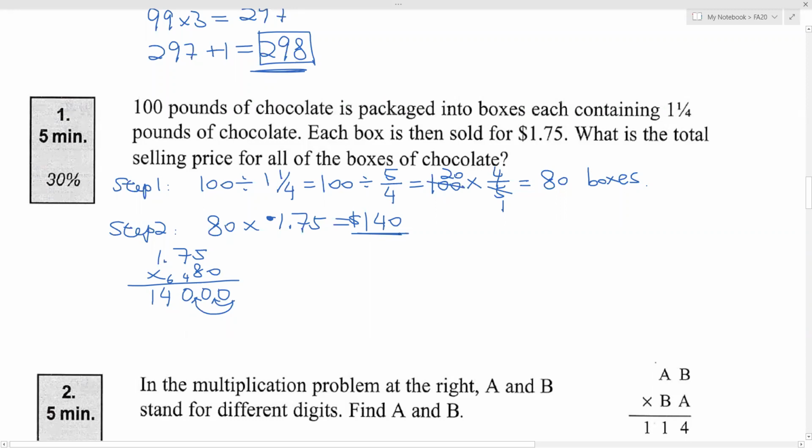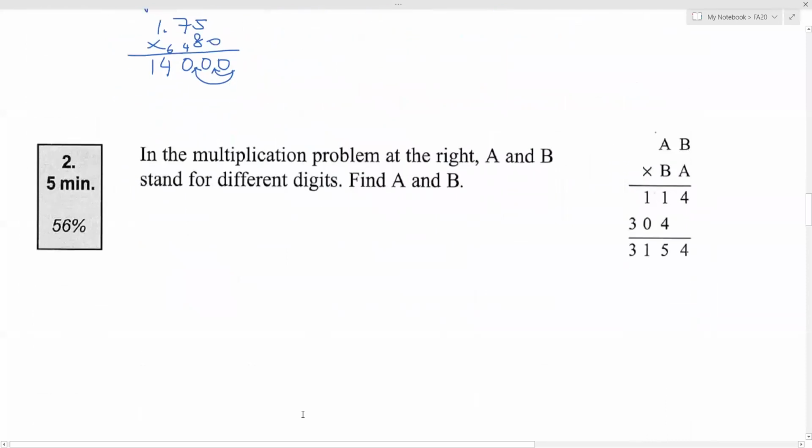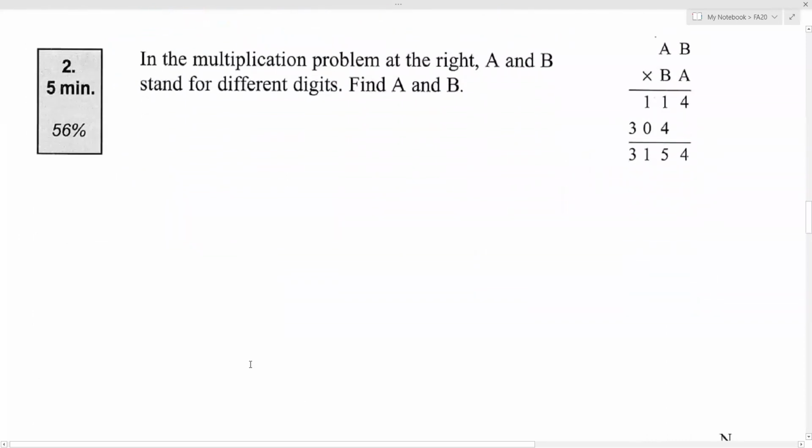So there's no trick, okay? If you know how to work with fractions and decimals, you should be able to get this question. That's it. Now, this next question, I want to talk about it. It's not that hard, but it's kind of hard to explain, right? The question says, in the multiplication problem at the right, A and B stand for different digits. Find A and B.